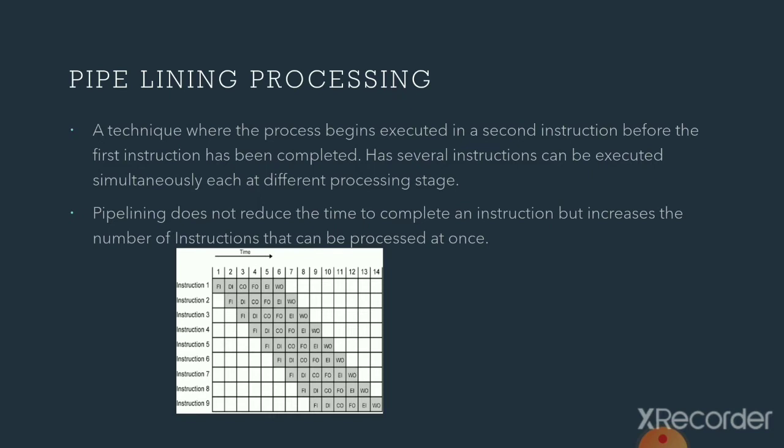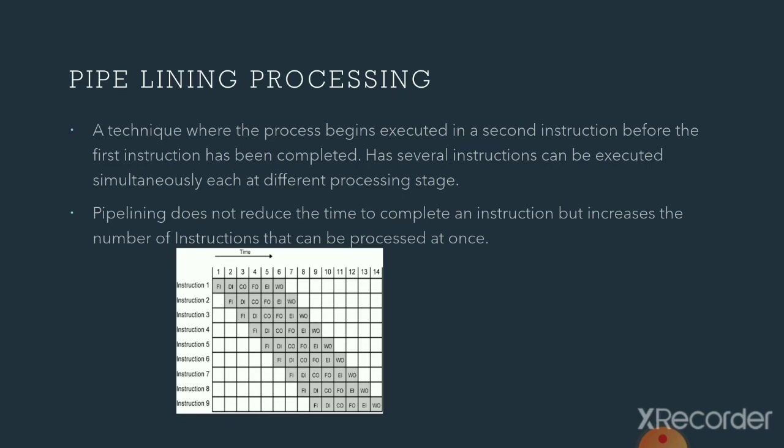Whatever result you got, you have to write in memory or some output device. So these six steps, every instruction should follow to complete. Okay, so in pipelining what will happen: in the first second, the first instruction is fetched, meaning read by your processor from memory, we can say.